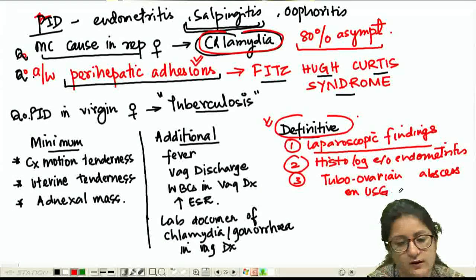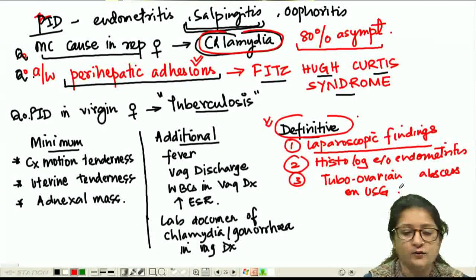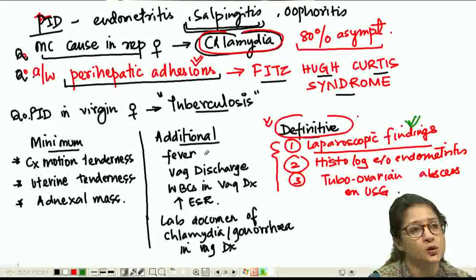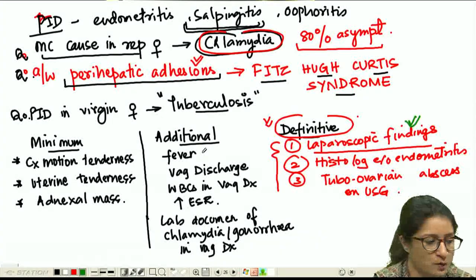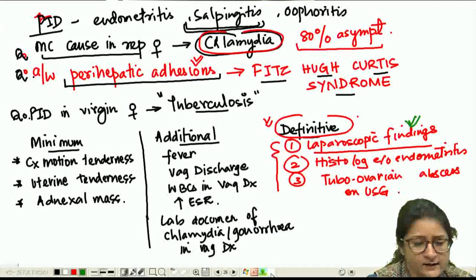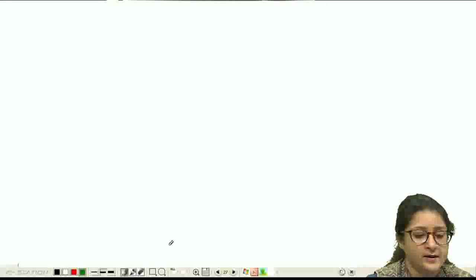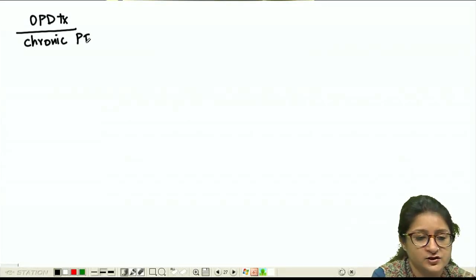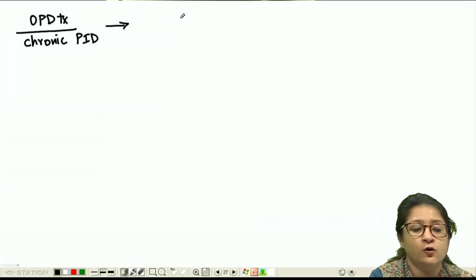Now it is in this order that out of these definitive criteria, if we have to choose one, then we will choose laparoscopic findings, because I told you that the tubes are the ones which are most commonly involved in PID. Now another important aspect of PID you should remember is treatment. Very importantly, whenever we have the OPD treatment, for, let's say, chronic PID, when the woman is symptomatic but she is not in an acute stage, then OPD treatment needs to cover chlamydia as well as gonorrhea.